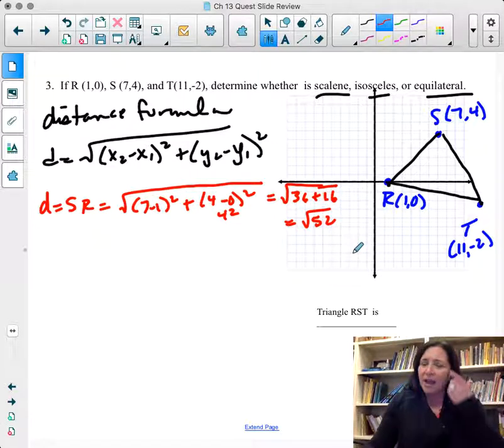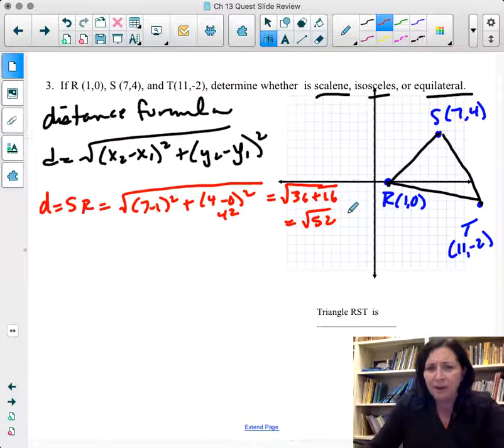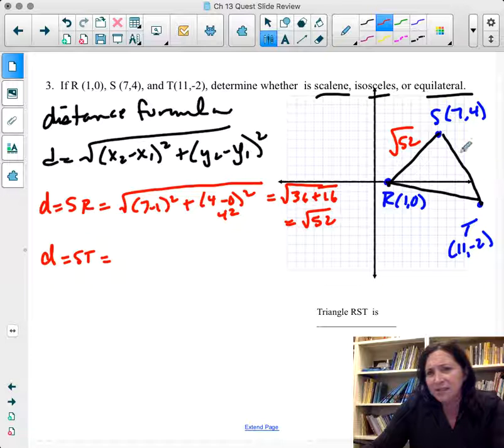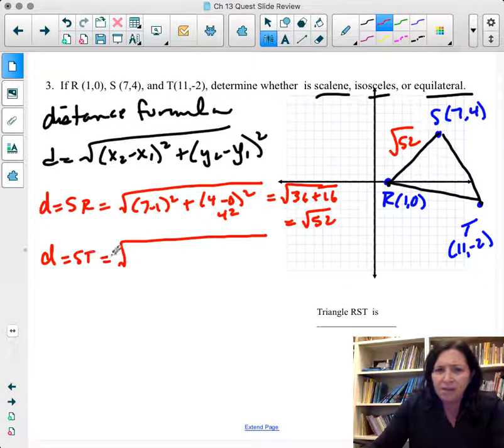Now, I do know that that does reduce, but we don't need to worry about that right now. Now we're going to find the distance of ST, so we know the other distance is square root of 52. So to find ST, again, I'm going to subtract my x's. So 7 minus 11, square that, plus 4 minus -2, and square that.